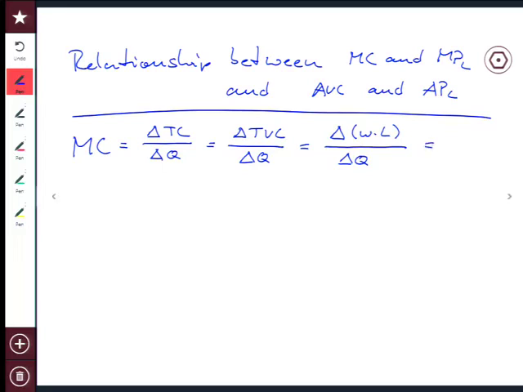Now we'll assume they're fixed, I can rewrite this as wage times the change in labor over the change in quantity. Now if I stood on my head and looked at that last expression, have I seen this expression before? I haven't seen this expression, but I've seen the inverse.